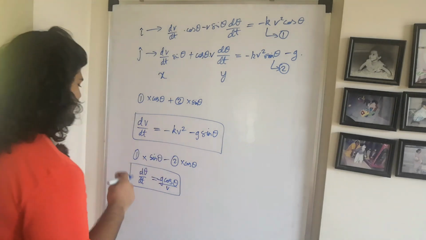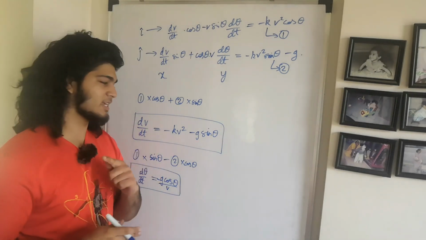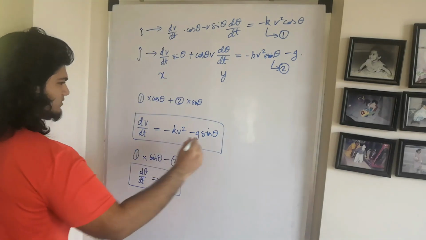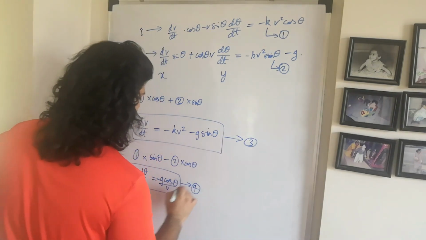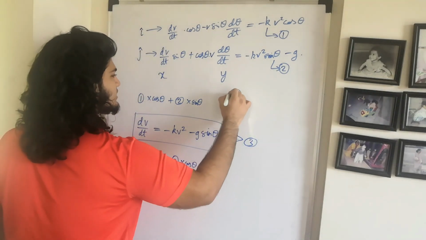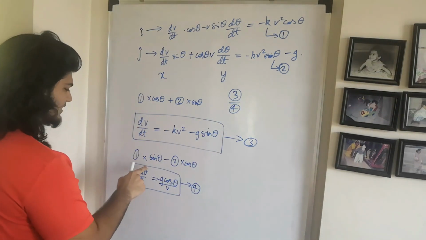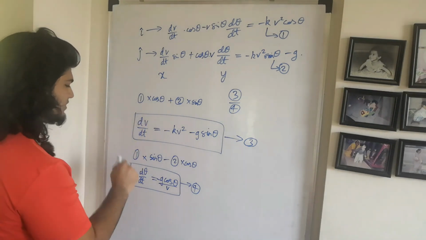So you may think that this is a really big problem and we can't proceed any further, but in fact we can. Let me name these equations 3 and 4. If you do equation 3 divided by equation 4, then you will have dv by dt divided by d theta by dt, and the dt's will cancel out. You will just have dv by d theta.